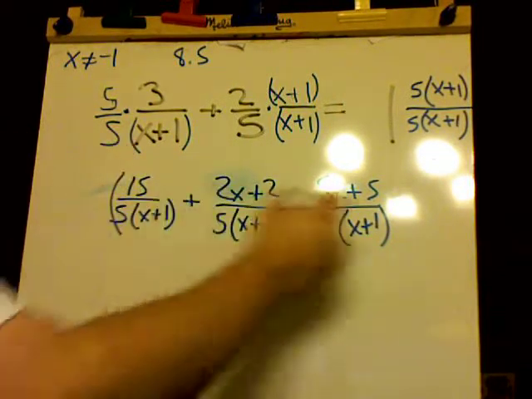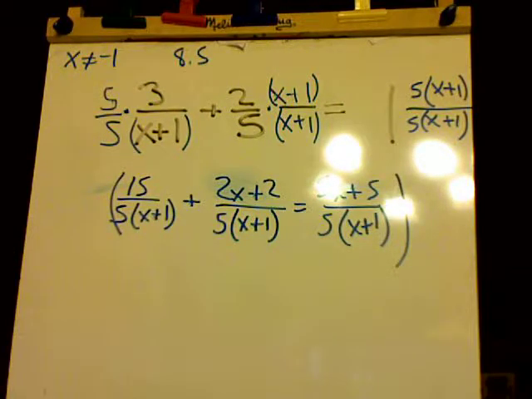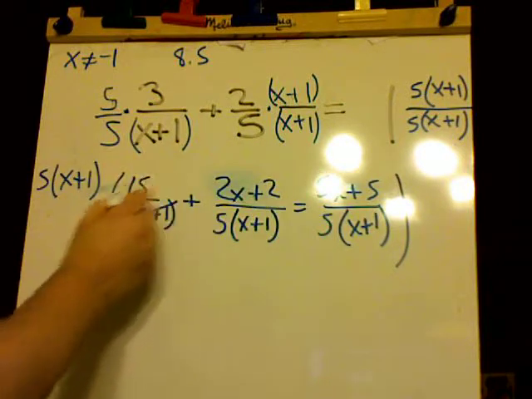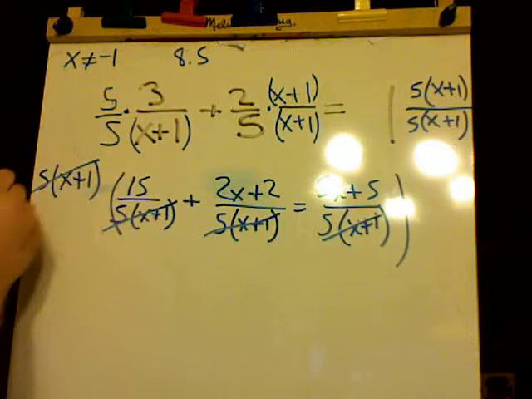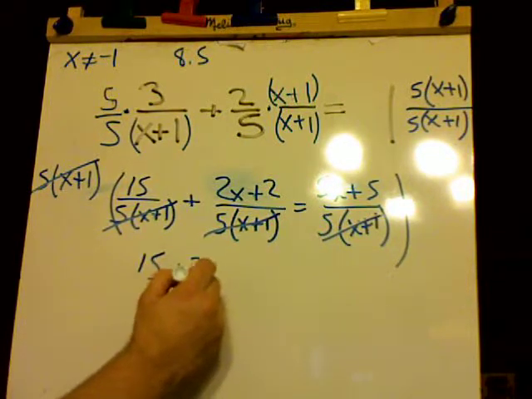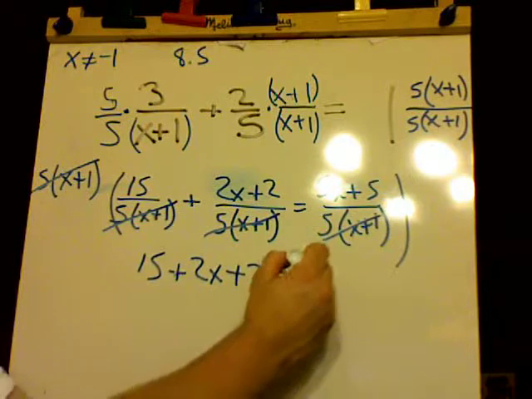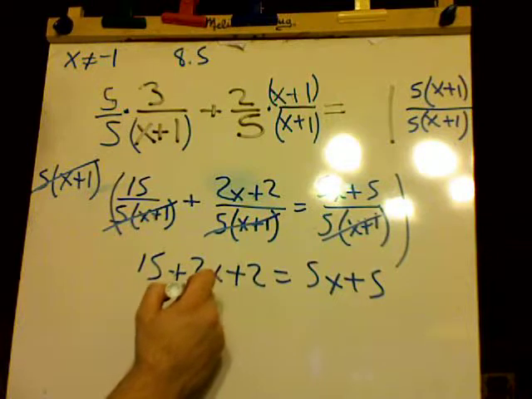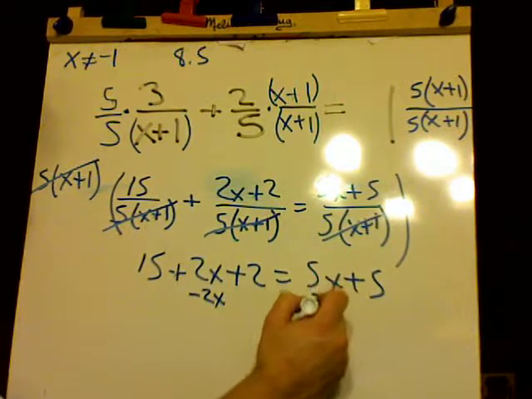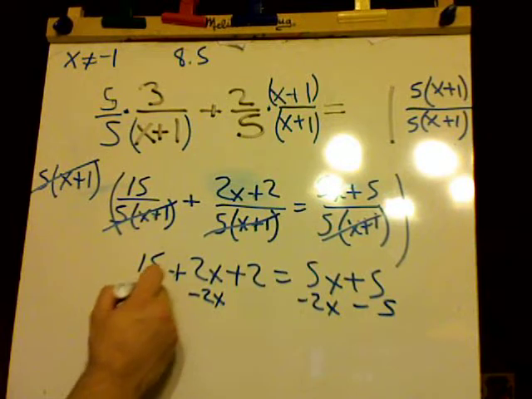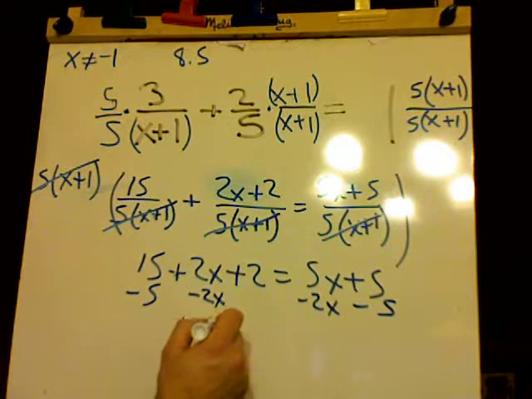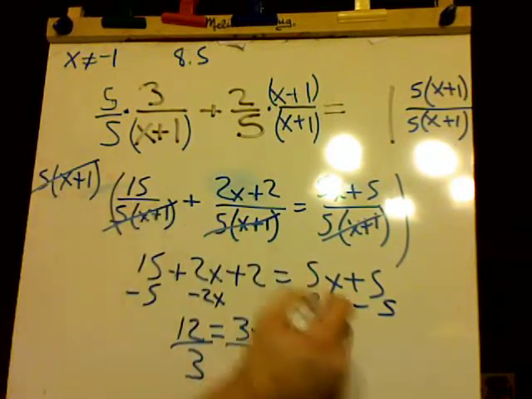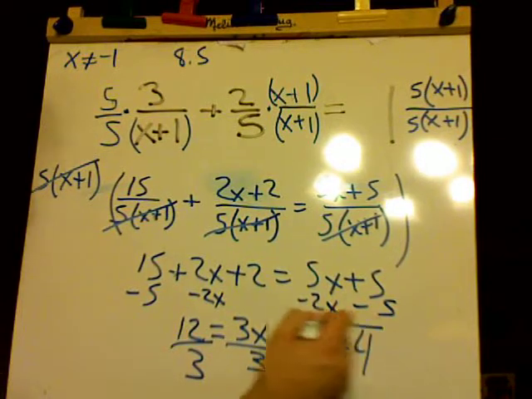So I'm going to multiply both sides of this equation by 5 times (x plus 1). When it distributes through to each piece, it's going to disappear. It leaves me with 15 plus 2x plus 2 equals 5x plus 5. I go ahead and solve for x. I'm going to subtract 2x, subtract 2x, subtract 5, subtract 5. That leaves me with 12 equals 3x. Divide by 3, divide by 3, so x equals 4.